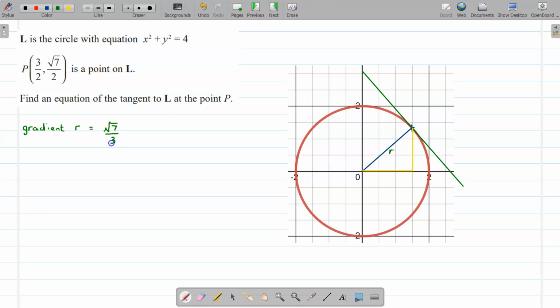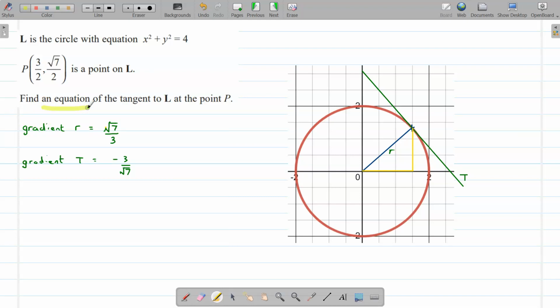Now, if that's the gradient of r, then the gradient of, let's call this tangent t, the gradient of t is the negative reciprocal, you see. So it's negative 3 over root 7. Now, it does say find an equation, all right? It doesn't ask you to say it in a particular form.